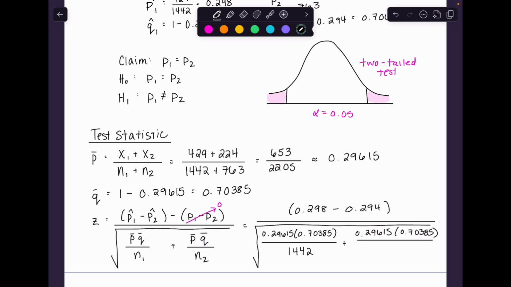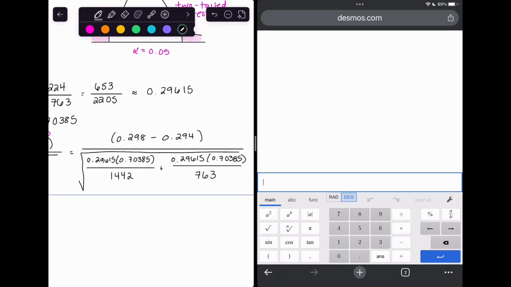But then N2 is going to be 763. So this would definitely be difficult in your hand or in your phone calculator. So we're going to go online and use Desmos's Scientific. Even here, this isn't the best to type.